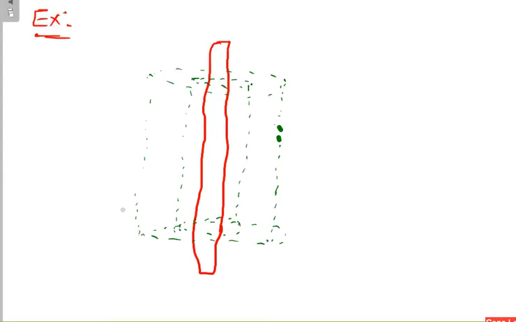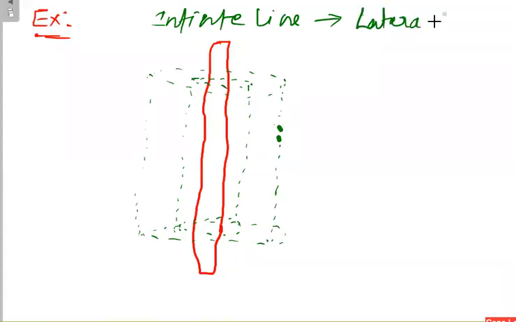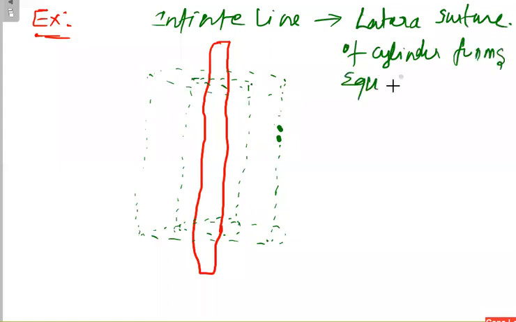Clearly, for an infinite line, the lateral surface of the cylinder forms the equipotential surface. It is very clear, because from our understanding, we know the lateral surface of the cylinder forms the equipotential surface.